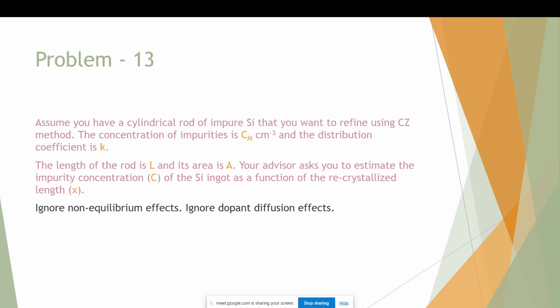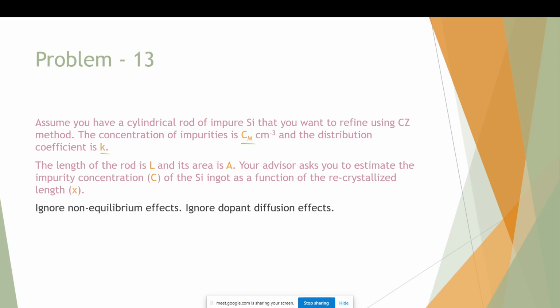Assume you have a cylindrical rod of impure silicon that you want to refine using the CZ method. In this case, we are refining it, so we already have an ingot or cylindrical rod. The concentration of impurities is Cm per centimeter cube, and the distribution coefficient is k. So they have given us how much impurity there is and the distribution coefficient of the impurity.